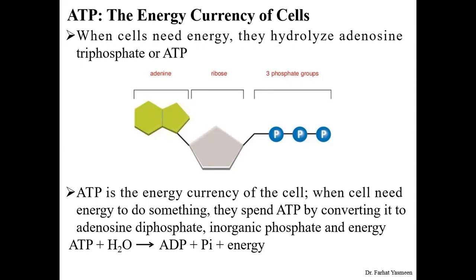When the cell needs energy, it hydrolyzes adenosine triphosphate. This is the adenine, sugar, nitrogenous base. Adenine is the nitrogenous base, and ribose is a sugar. And then there are three phosphate bonds, and these phosphate bonds are very unstable in ATP.